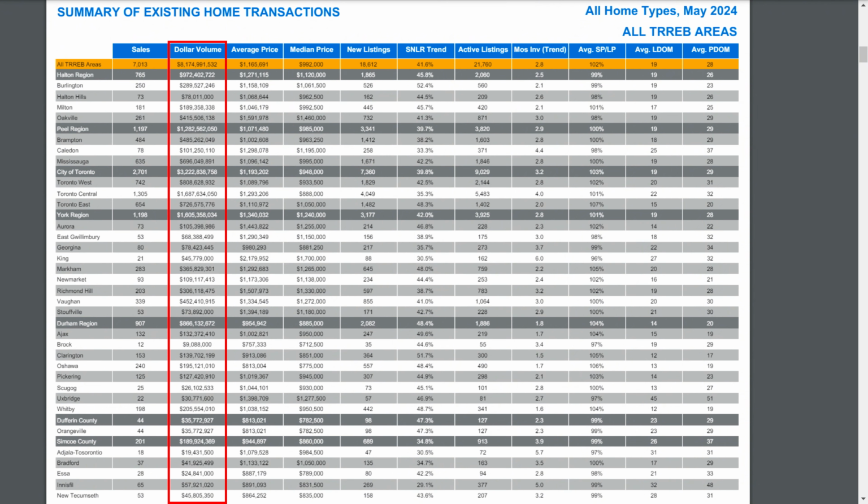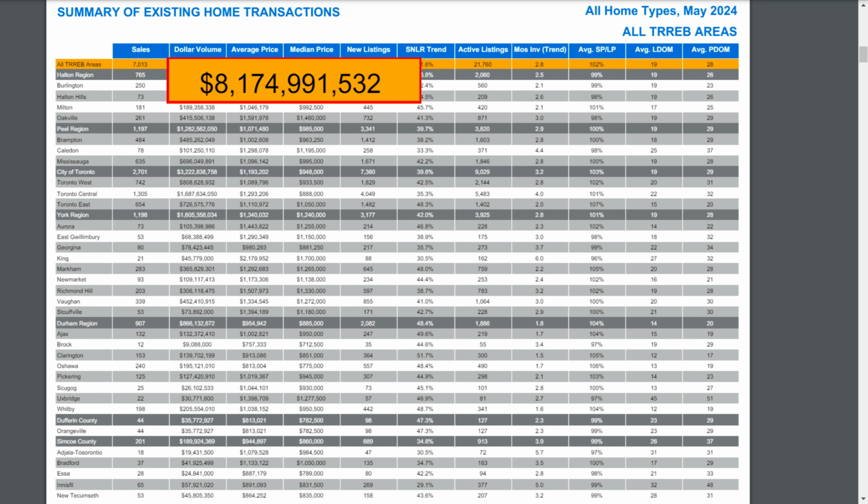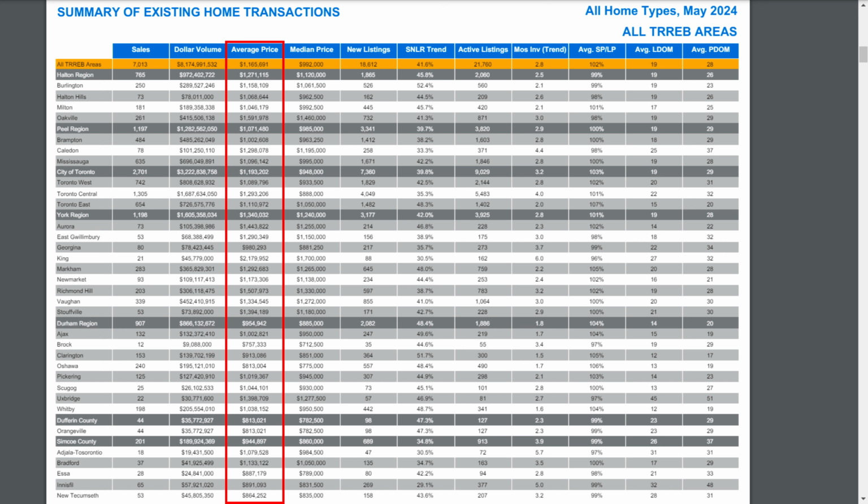The dollar volume is the total dollar value of all properties sold. In May 2024, this was over $8 billion. The average price is simply the dollar volume divided by the sales. This is probably the most commonly used metric when people talk about real estate prices. However, averages are prone to outliers, which can make the information inaccurate. The median price is the exact middle number of a data set when ordered from least to greatest. I personally like this price metric the most because it is less affected by outliers, offering a more accurate representation of typical property prices.